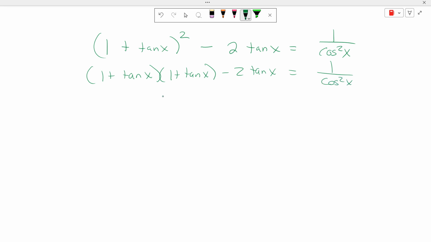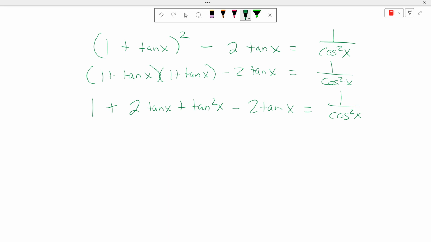So if we FOIL, 1 times 1 is? 1. Outers is? Tangent of x. Inners is? What's tangent of x plus tangent of x? Plus tangent squared of x. So what everybody misses when they go, ooh, we can just go 1 squared and tangent squared, they forget that there's a middle term in there. But then all of a sudden I get minus 2 tangent of x equals 1 over cosine squared of x.